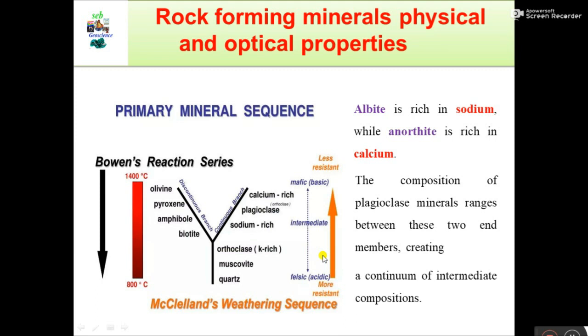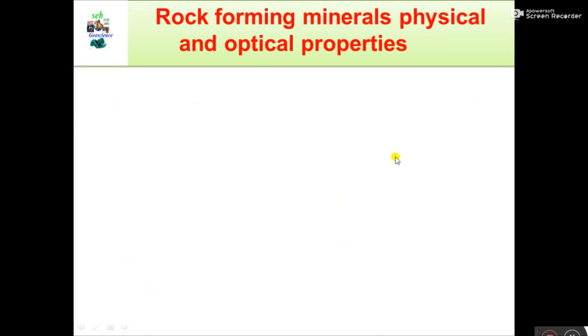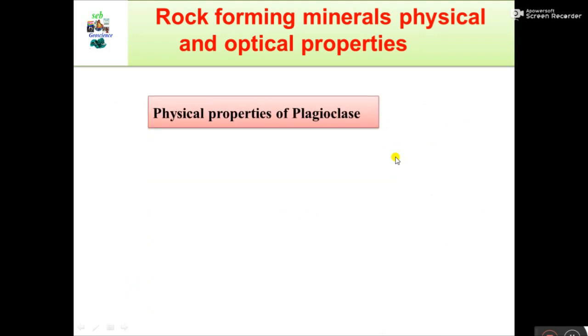The composition of plagioclase minerals ranges between those two end members, the calcium and sodium rich end members, creating a continuum of intermediate composition. So albite and anorthite are plagioclase minerals whose difference is temperature and chemical composition. Anorthite is calcium rich, whereas albite is sodium rich and formed at low temperature relative to anorthite.